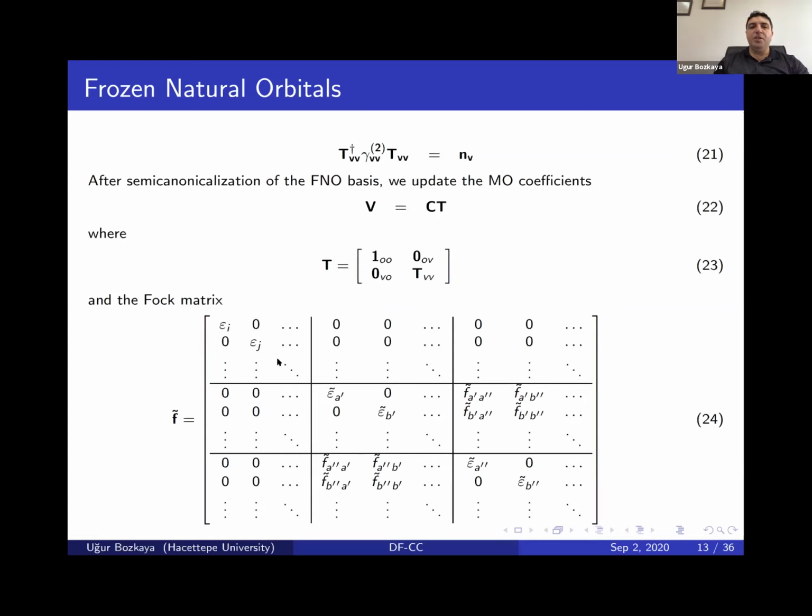After this transformation, this is how the Fock matrix looks. If we are interested only in energy, we just need to consider the slopes. The OO block and active virtual blocks are already diagonal.